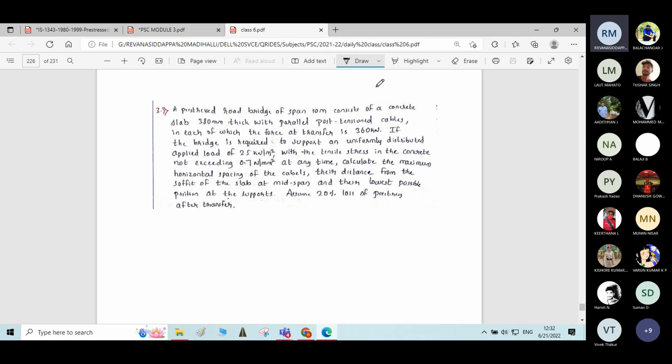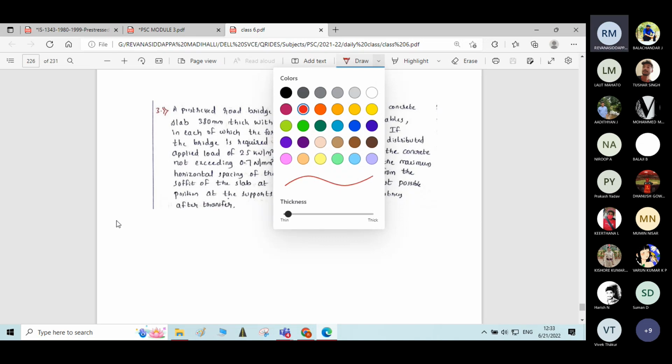Now, in general design of slab, usually we'll design the slab for 1 meter length, and the same design we'll implement for each and every next meter of the slab. Initially we'll take 1 meter width of the slab for design purpose. Solution.